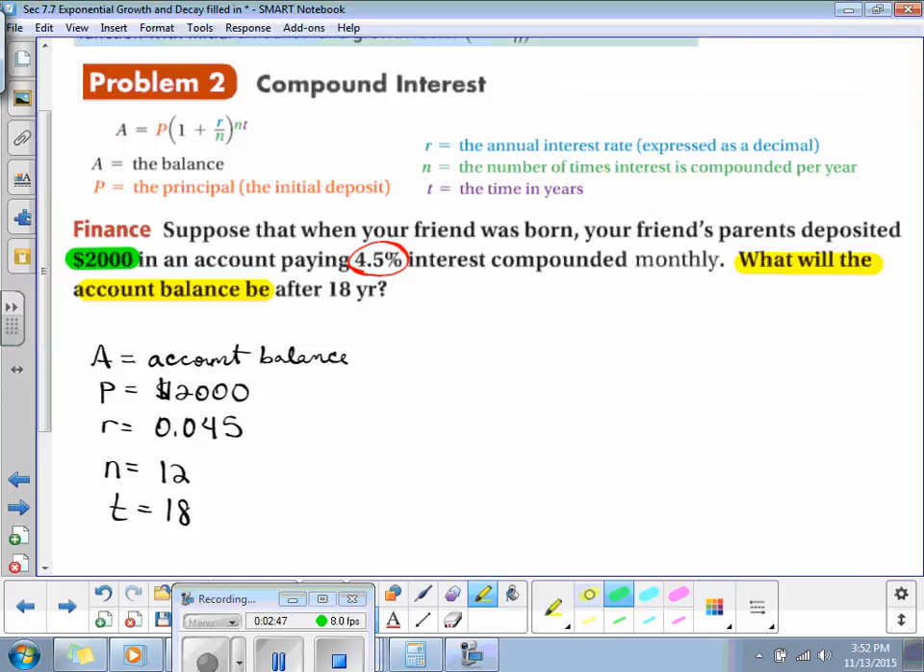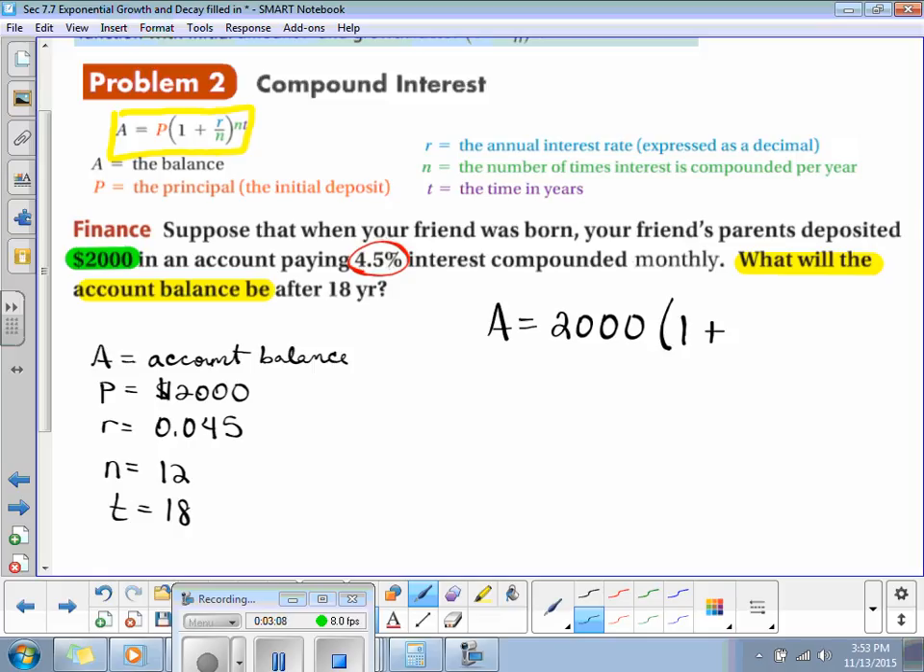So now we substitute our values in to this equation right here. There's our equation again. So A is equal to the principal, which is 2,000, times the quantity of 1 plus the R, which is 0.045, divided by the N, which is 12, all raised to the 12 times 18.